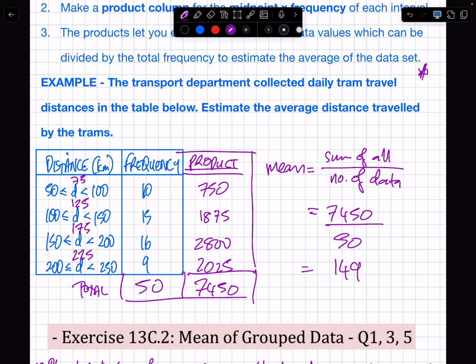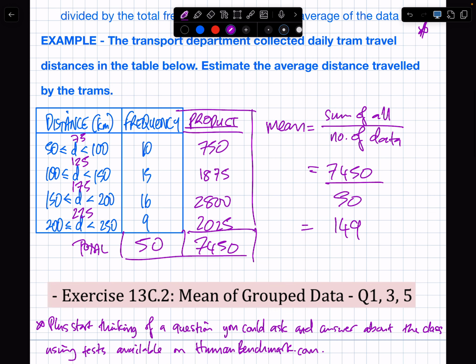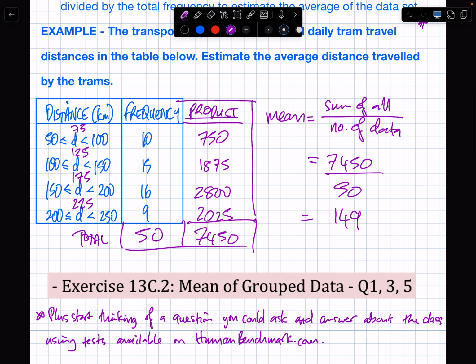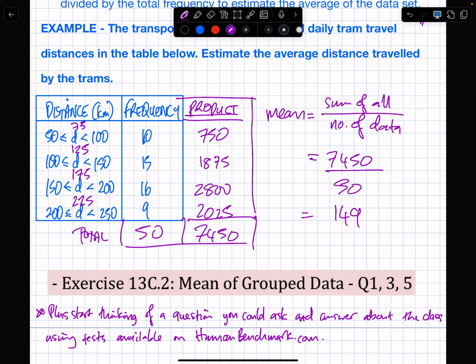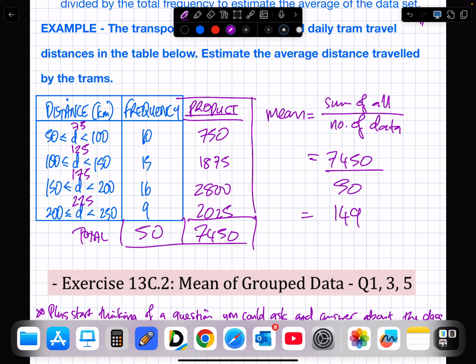There's no chance, okay? So, your homework today is questions 1, 3 and 5 of 13C2. Also, you're going to do an assignment on this topic. You're going to get data from other people in this class. You could start thinking of a question you could ask and answer about classmates using this website called Human Benchmark. I'll open it quickly now.